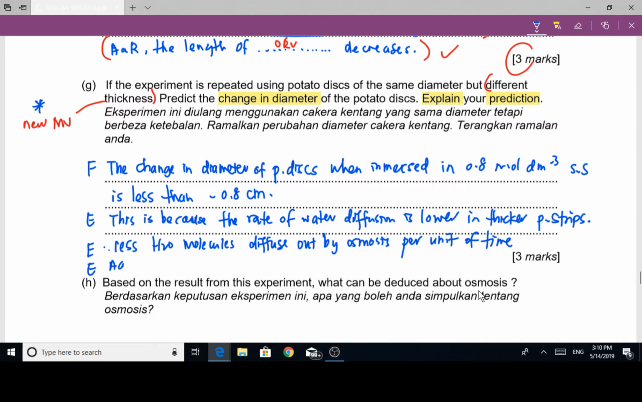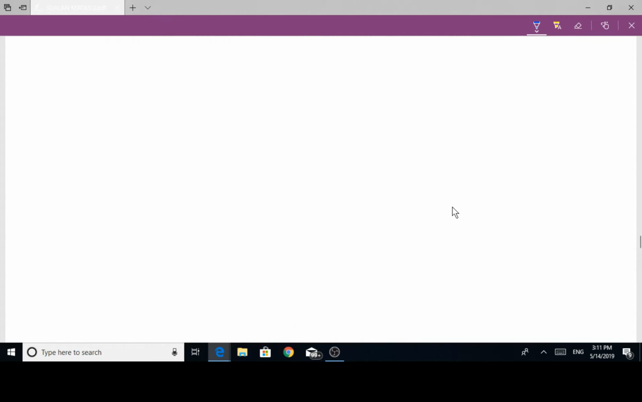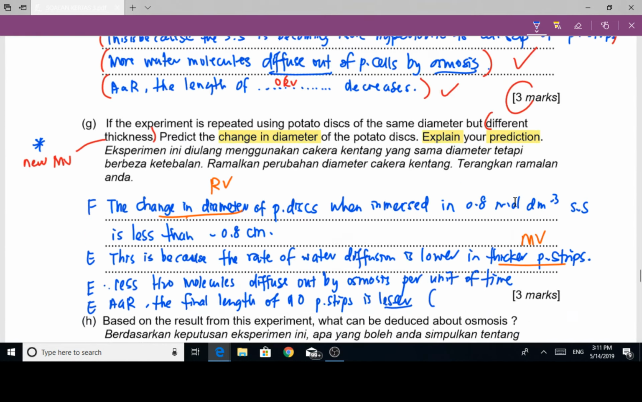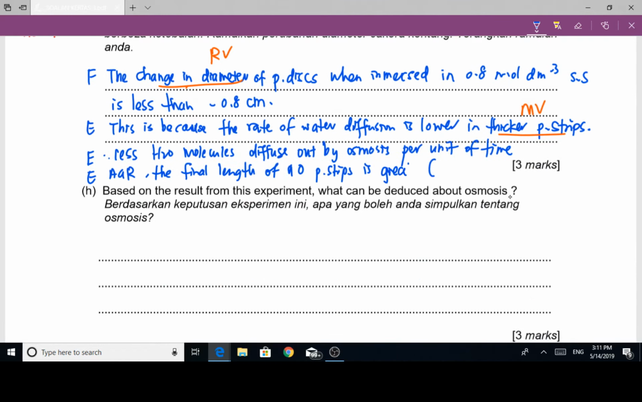And finally, as a result, since we have mentioned the RV and the MV in this case, in my last sentence I should always relate it to the ORV. The final length of 10 potato strips is lesser than... Now of course you can just say lesser, it should be sufficient. If you want to compare it to a benchmark, it will be better. So it will be lesser than 10. No, it should be greater than 10.2. Since less water diffuses out, it should be greater than 10.2 centimeter.